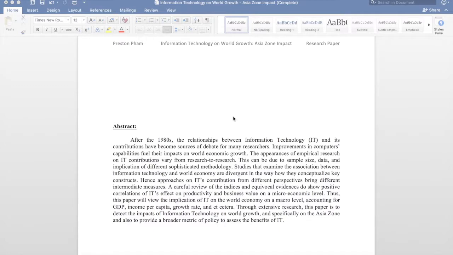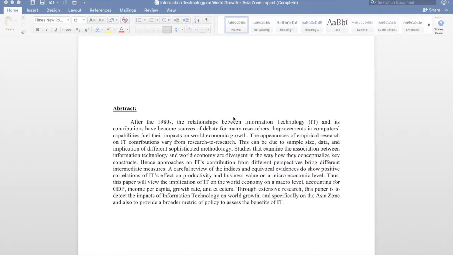After the 1980s, there have been numerous debates among researchers about whether information technology contributes to firms' productivity or firms' business value. Some say that they do, and some say that they don't. This can be due to sample size, data, different ways researchers conceptualize IT, and their prime focus was just on the correlations of IT's effect on firms' productivity on a macroeconomic level.